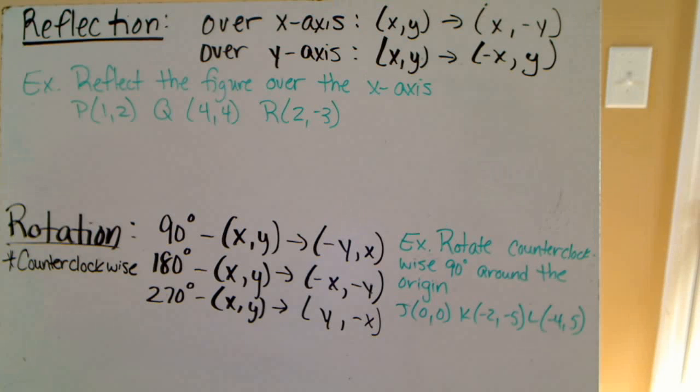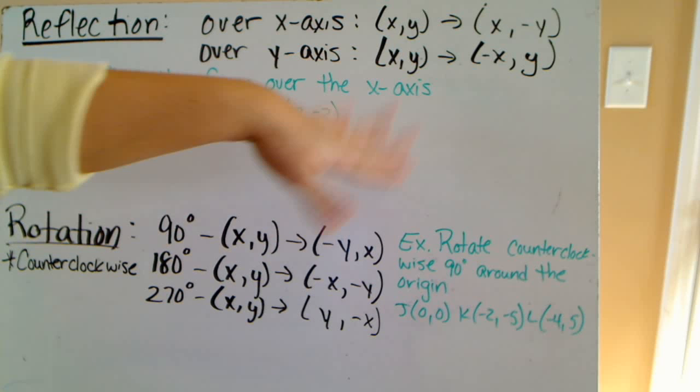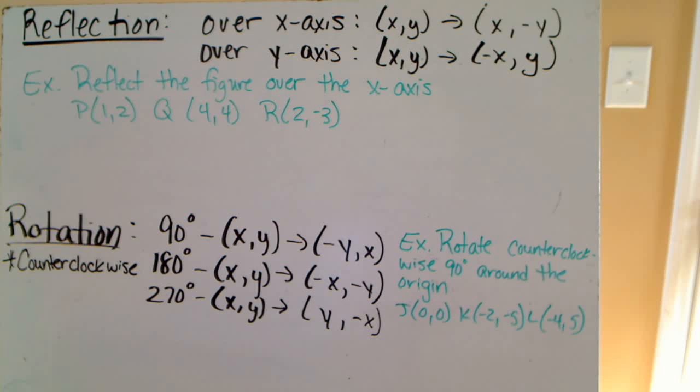Okay, the last two are reflection and rotation. Reflection, there's no easy way to do this other than to memorize what happens to your x and y ordered pairs. If we reflect over the x-axis, our y changes to a negative, or the opposite. If we reflect over the y-axis, then our x becomes the opposite.